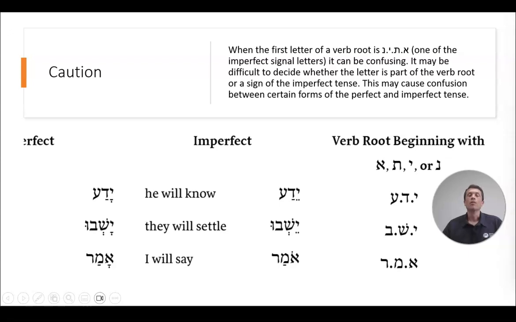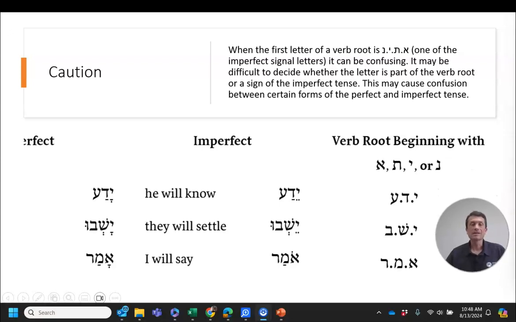Okay, when the first letter of a root, this is a caution, something to be careful of. When the first letter of a verbal root is either a nun, yod, tav, or aleph, it can be confusing because those letters are also signal letters of the imperfect. So in those cases, it can kind of be hard to decide: is that letter part of the verb root, or is it a signal letter of the imperfect tense? And that can cause some confusion between certain forms of the perfect and imperfect tense as well.